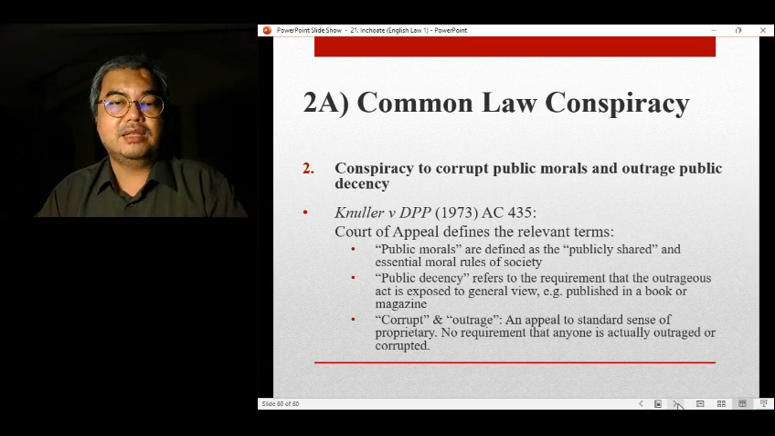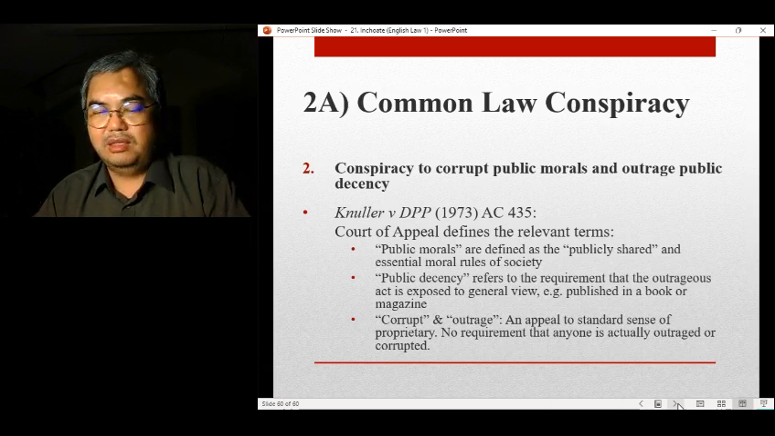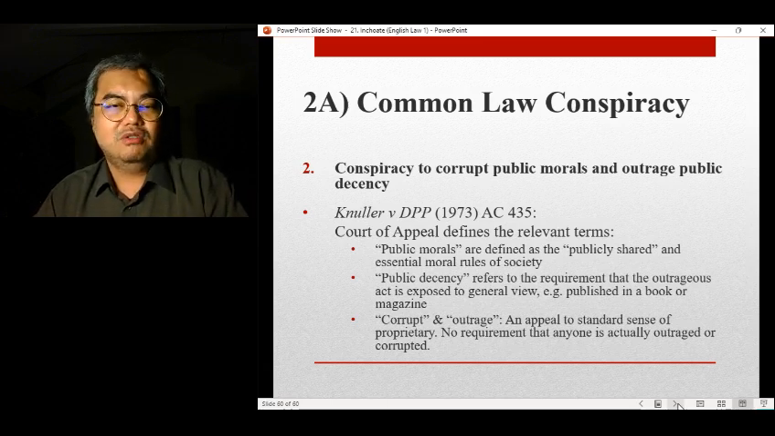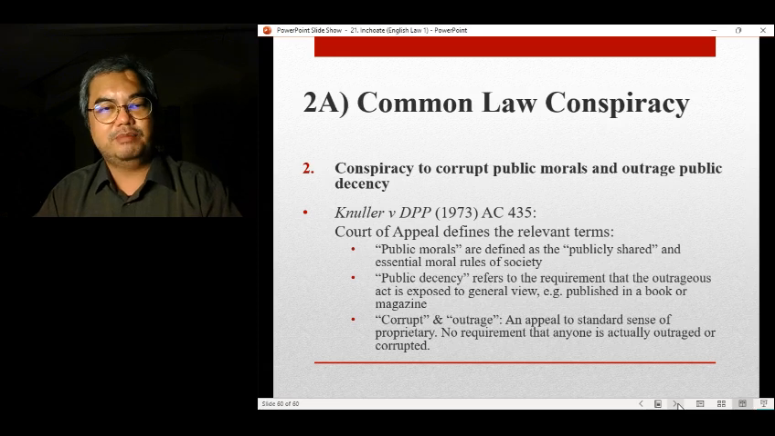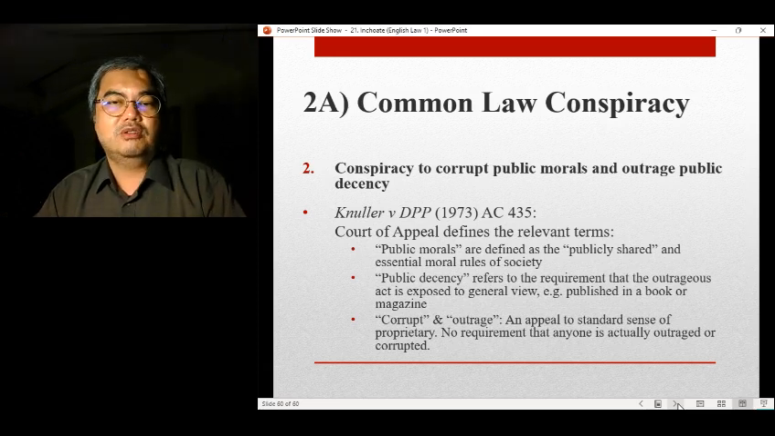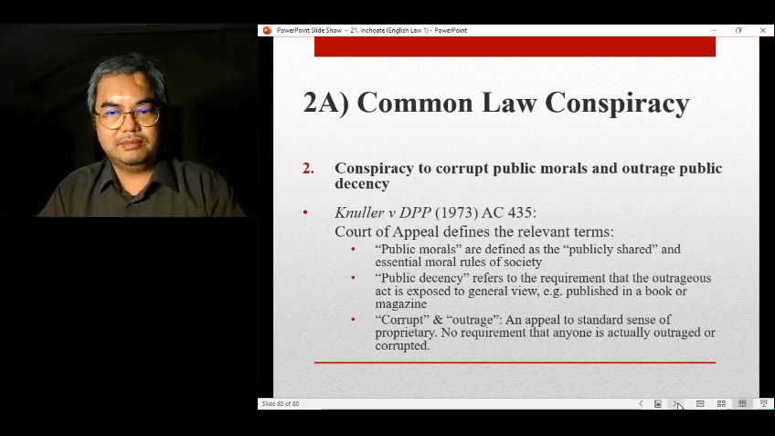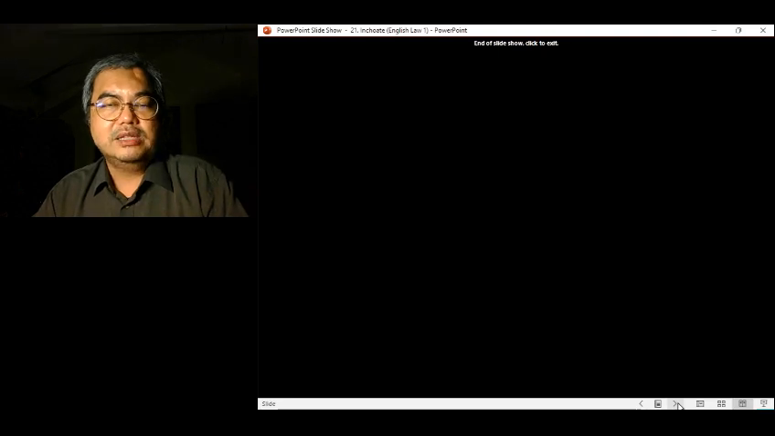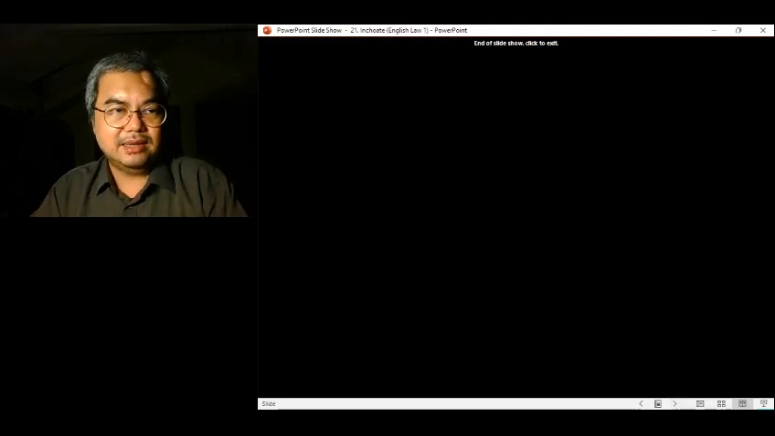The Court of Appeal defines the terms of public morals, public decency, and what it means to corrupt and outrage. So as they see, a standard sense of propriety, and here, because of the inchoate nature, there is no requirement that anyone is actually outraged or corrupted, but there's a conspiracy to actually outrage public decency or to corrupt public morals. Okay, so that's basically it for the common law conspiracy, and we're going to spend a little bit more time on statutory conspiracy.